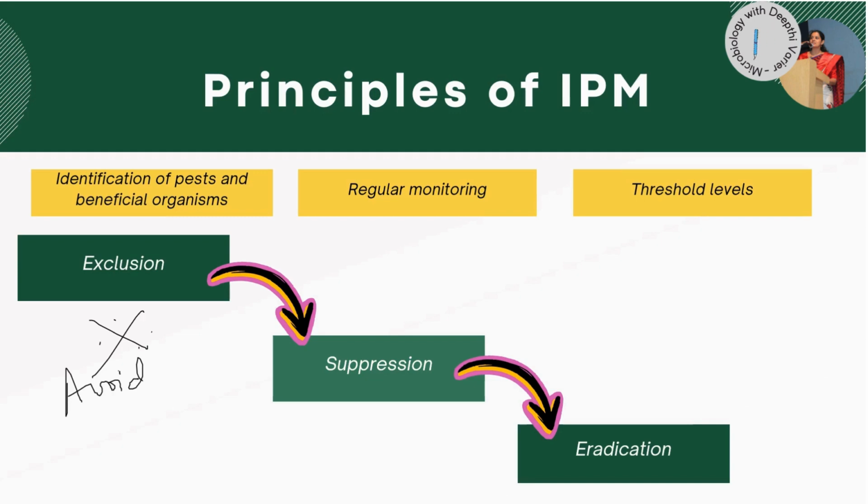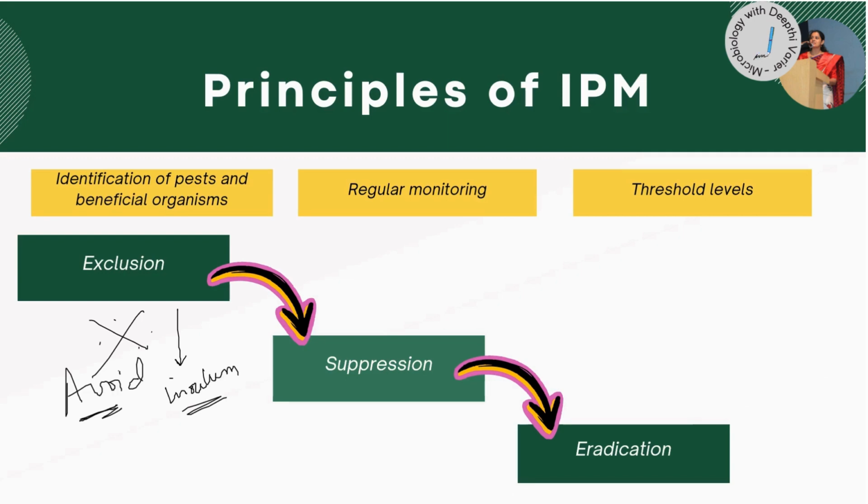That's exclusion. Exclusion also means preventing the introduction of inoculum. We'll talk more about this in the strategies. So you avoid the inoculum from coming in. That's also an example. You avoid the pests from getting anywhere near your crops. That is also the meaning of exclusion.